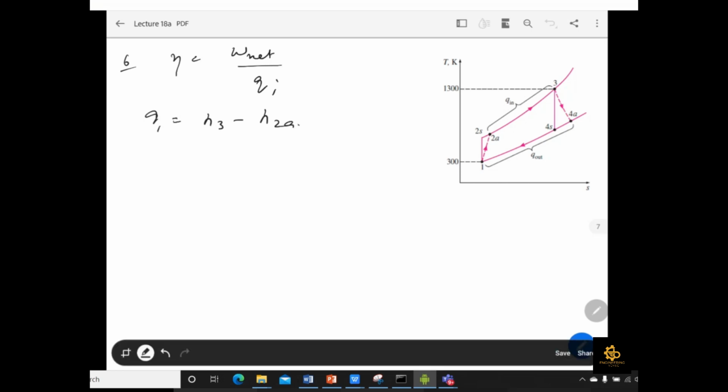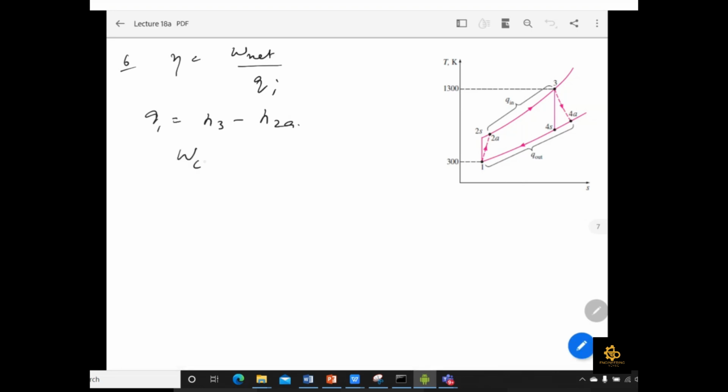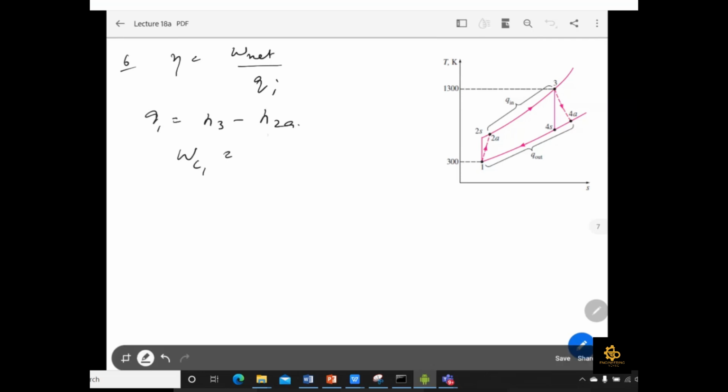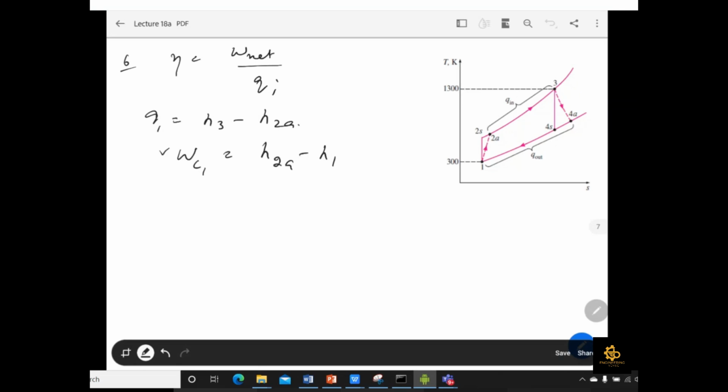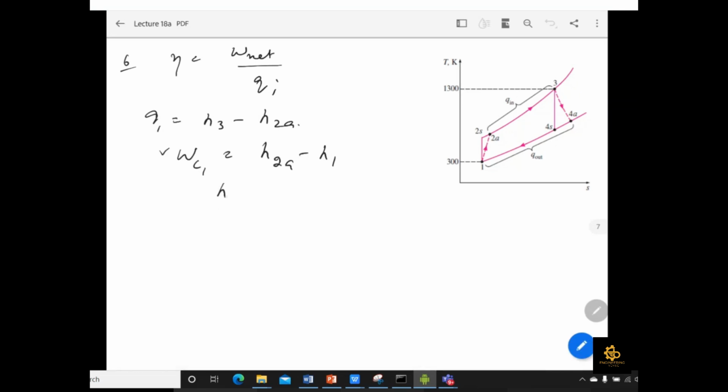Now it is not 2S, and we do not have the value of 2A with us. The H3 value is known to us from the previous example, but here we have to find H2A. For H2A we can simply use the relation for the actual compressor work in, which is equal to H2A minus H1. H1 is known to us and W compressor we have already found in the previous part A. So solving for H2A, H2A is equal to H1 plus W compressor in.